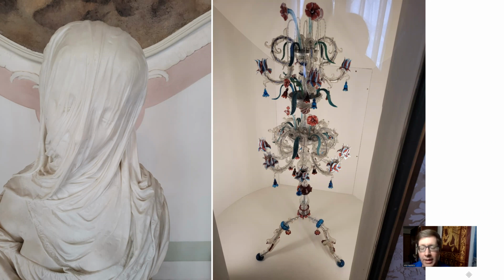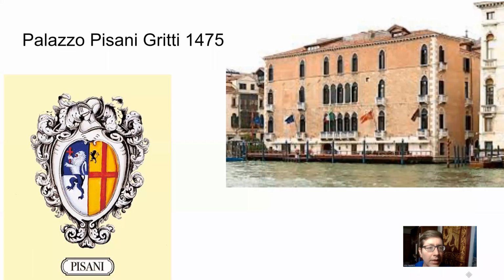There's a sculpture on the left, that's actual stone, made to look like it's got a veil over it that you can see through. And on the right is a chandelier, or no, it's a candelabra. But yeah, wonderful blown glass from the island of Burano in the lagoon.